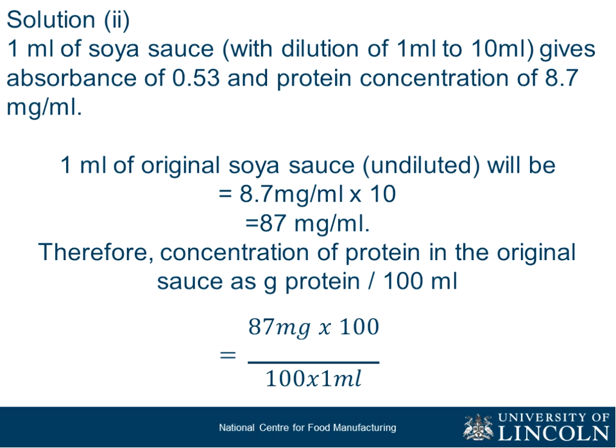So therefore, the concentration of protein in the original source as gram protein per 100 ml. Now, don't forget that we have it in 87 milligram per ml. So we want to change that to 100 ml. If you want to change it to 100 ml, you need to multiply this ml by 100. Because we have multiplied the denominator by 100, you need to multiply the numerator by 100. Because if you cancel this 100 by this 100, you'll still have the same answer. So you need to balance out your answers.